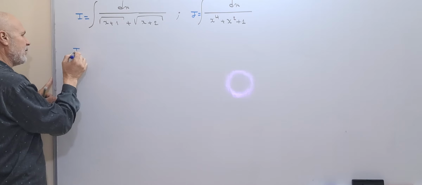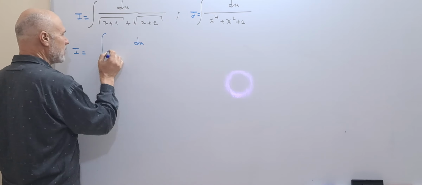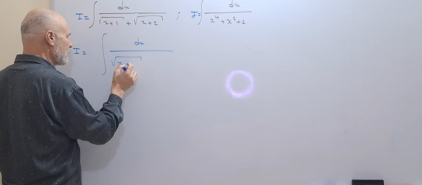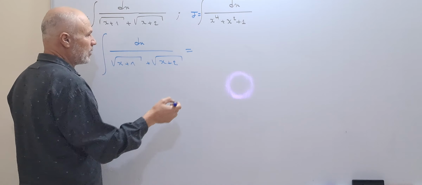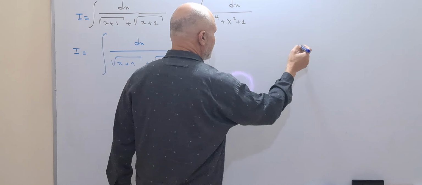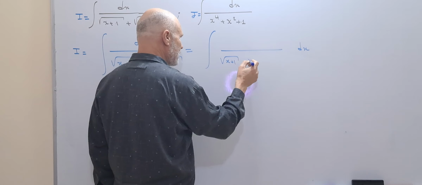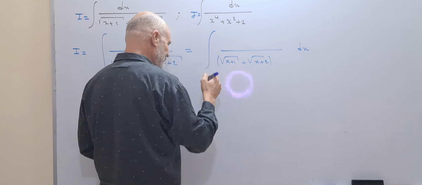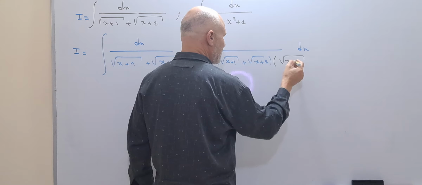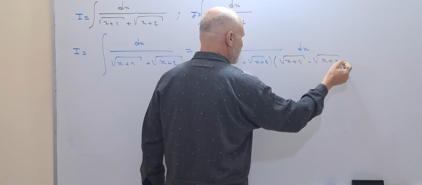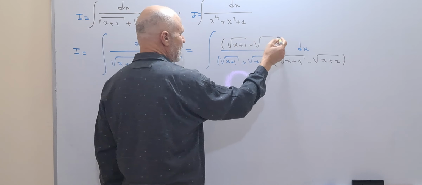For the first one, we have E equals the integral dx over square root of x plus 1 plus square root of x plus 2. And this is equal to the integral dx over the square root of x plus 1 plus the square root of x plus 2, times the square root of x plus 1 minus the square root of x plus 2. And here we have the conjugate, so we multiply by the conjugate.